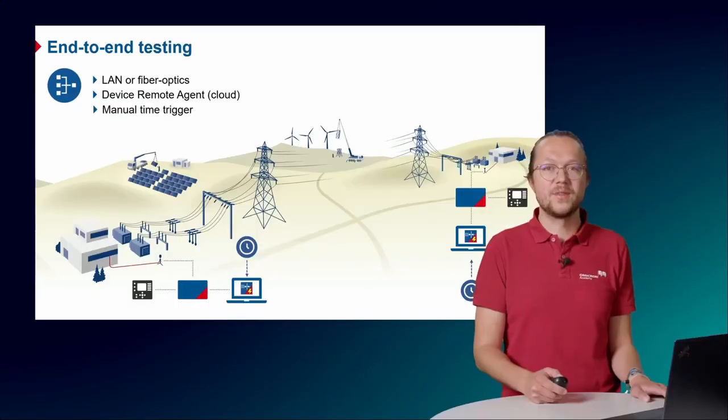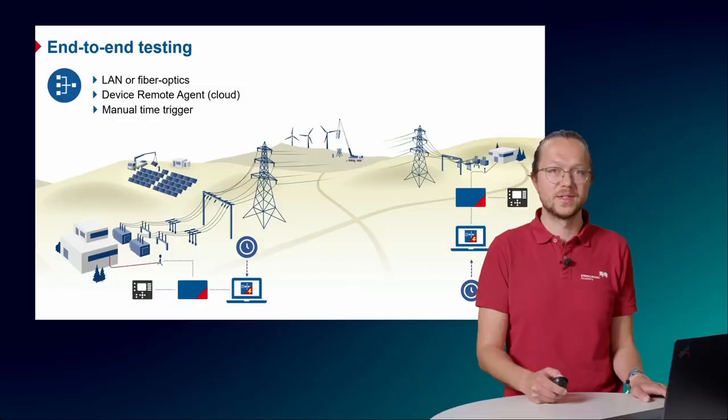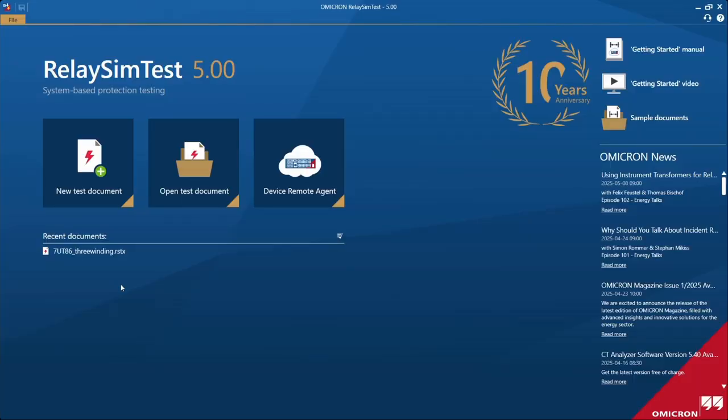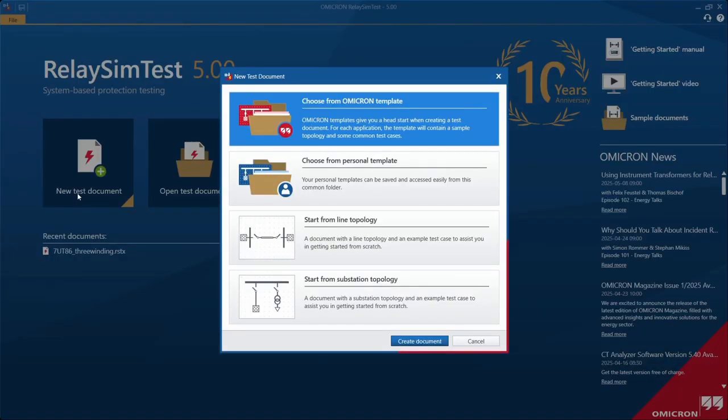Let's finally have a look at RelaySimTest itself. When you want to test with RelaySimTest, you may start with a new test document. Unlike Test Universe, you will not start from a completely blank document. You may either start from a line topology or from a substation topology, or you can choose from our OMICRON templates.